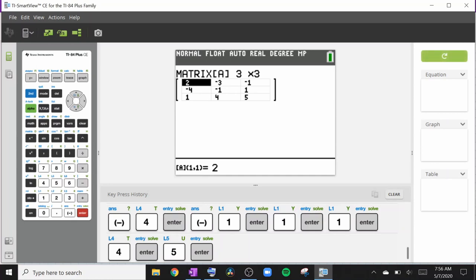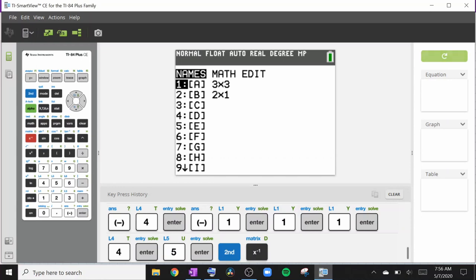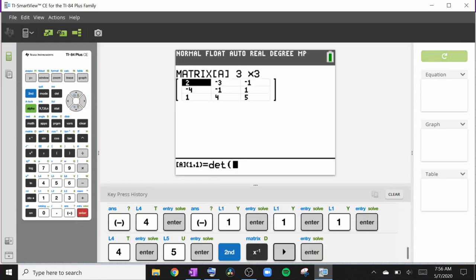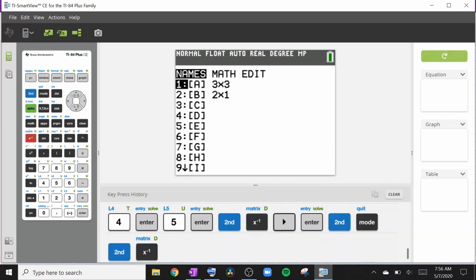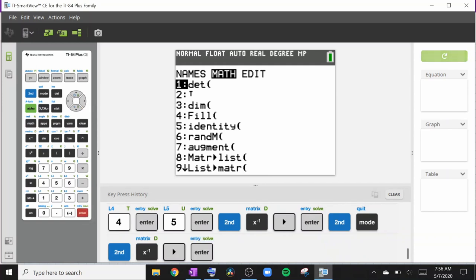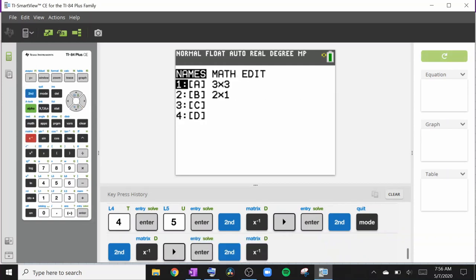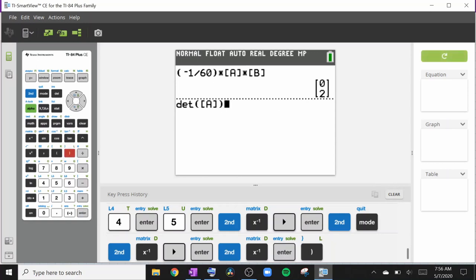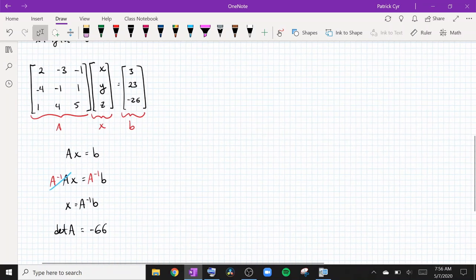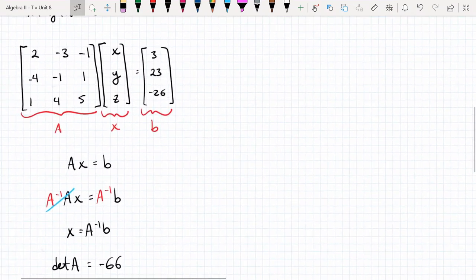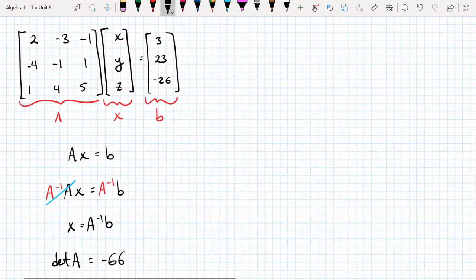Okay, so let's go to the matrix page, and I'm going to go to math, and then calculate the determinant. Matrix page, go to math, calculate the determinant of matrix A. So -66. Remember from the inverse videos, for the inverse of a 3 by 3 matrix, you have to find the determinant first, and it's quite a few steps. So I'm just trying to save a little bit of time by using the functions that are available on the calculator.